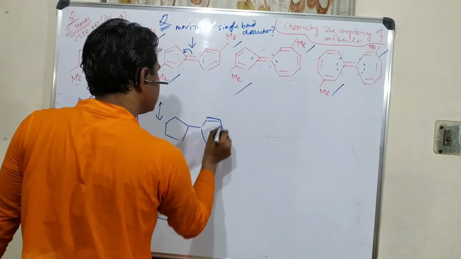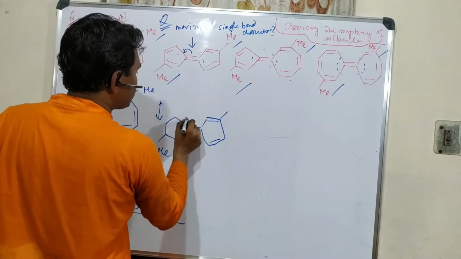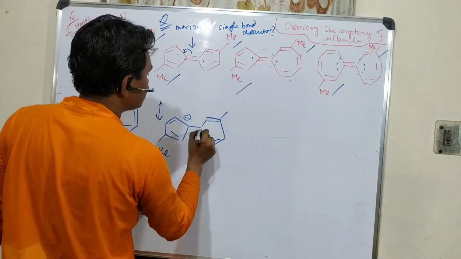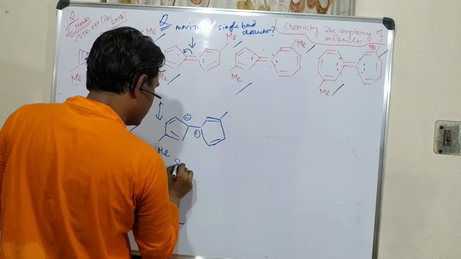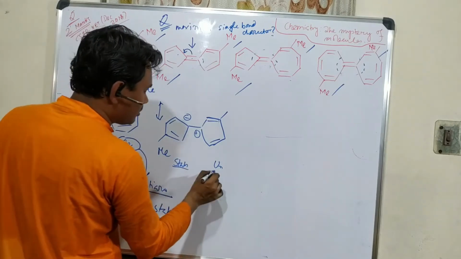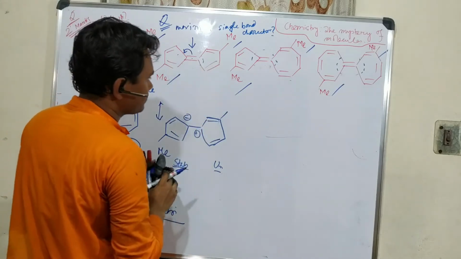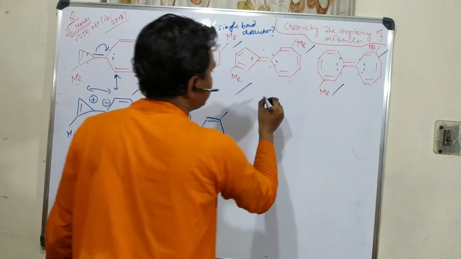So this is negative, this is positive. This is stabilization, this is destabilization, similar like this. So one part is stable, one part is unstable, and this is a symmetrical molecule, so both cases are the same. Okay, let's come to this point.